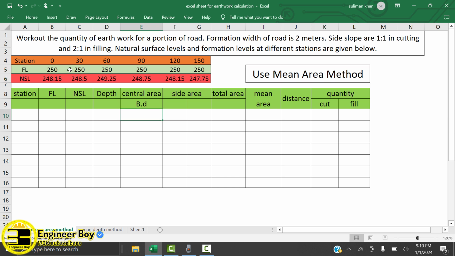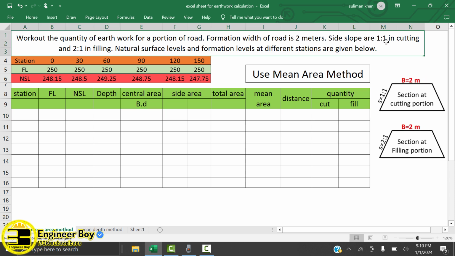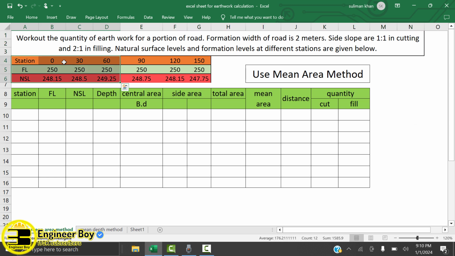Now as you can see, we are asked to work out the quantity of earthwork for a portion of road. Formation width is 2 meters, side slope is 1 in cutting, and for the filling, it is 2 in 1. The natural surface level and formation levels at different stations are given. As you can see, stations 0, 30 and so on are known, so we can put all these values in the same table, you can make it for yourself, no problem. But the stations are up to 150, so I'm going to remove 180.